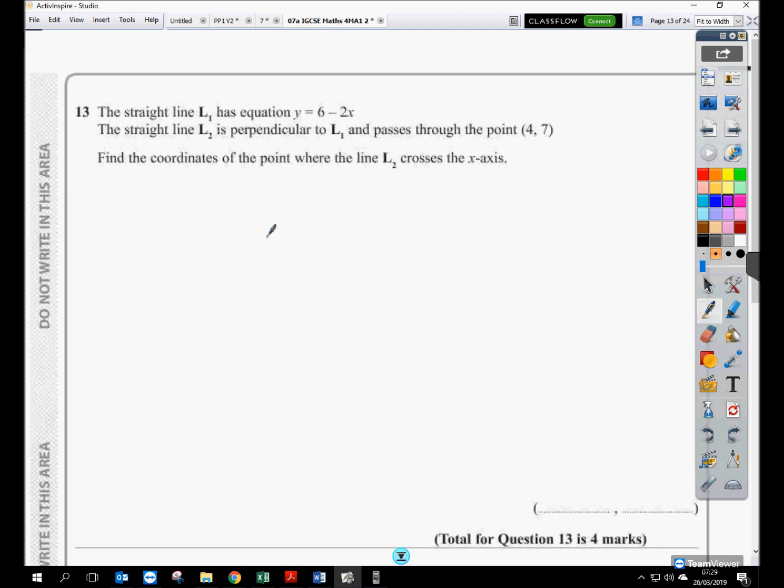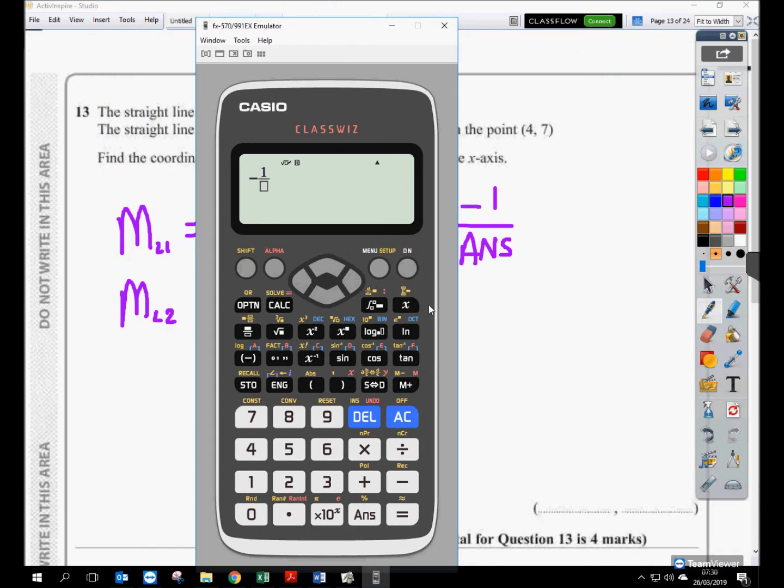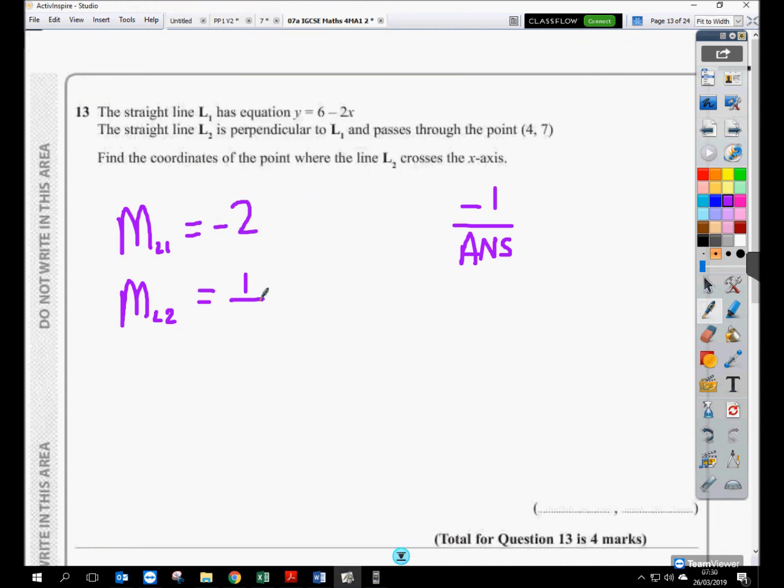So, the gradient of line L1 is negative 2. We'll write here M of line L1 is negative 2. The line L2 is perpendicular to the line L1. The way that you work out the perpendicular gradient is to do minus 1 divided by the first gradient, which is negative 2. That's what you type in the calculator. And it's half. So the gradient of the second line is a half.